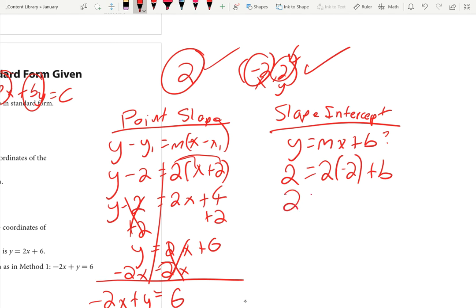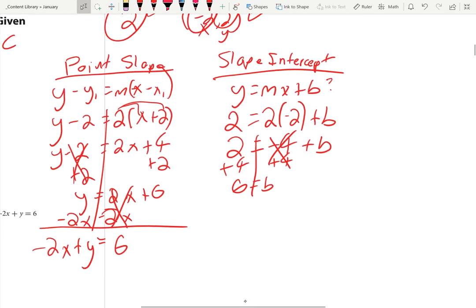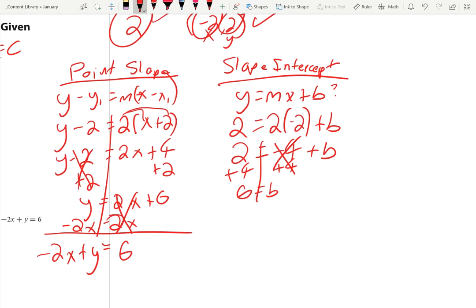What I'm going to first do is solve for b. So 2 times negative 2 makes negative 4. And then to get the b by itself, I'm going to add the 4 to the other side so that the b can be alone. So this makes 6 equal to b. So now 6 is the y-intercept, which means the equation is, you remember the slope is 2, y-intercept is 6, so it makes the equation y equals 2x plus 6, which is exactly what we had here.